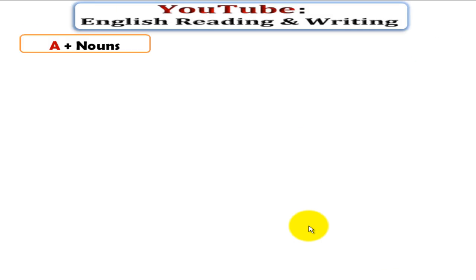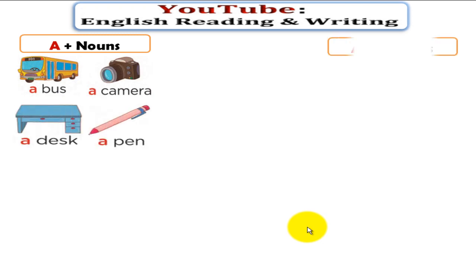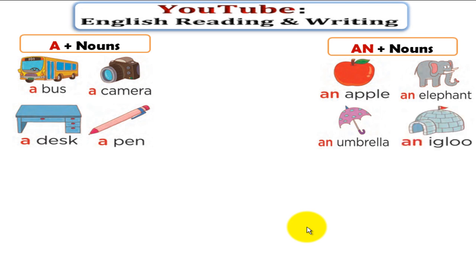Now let us see a plus nouns. For example, a bus, a camera, a disc, a pen. Now an plus nouns. An apple, an elephant, an umbrella, an igloo.